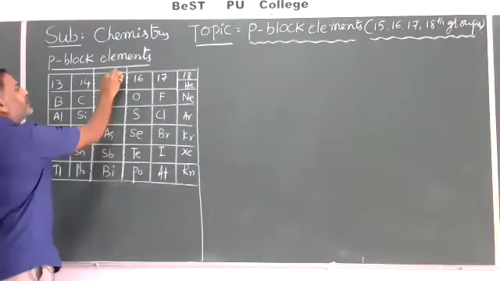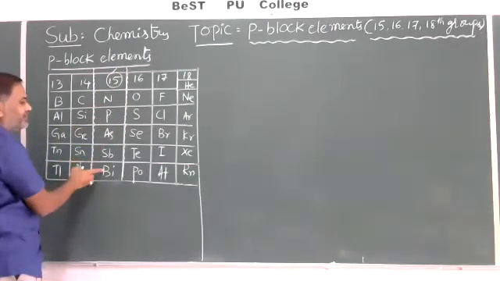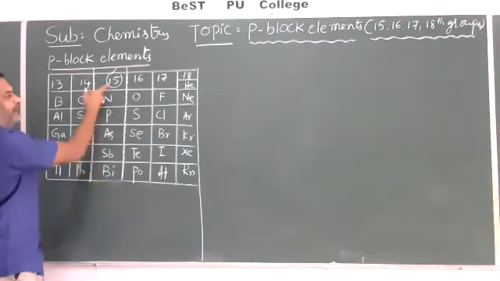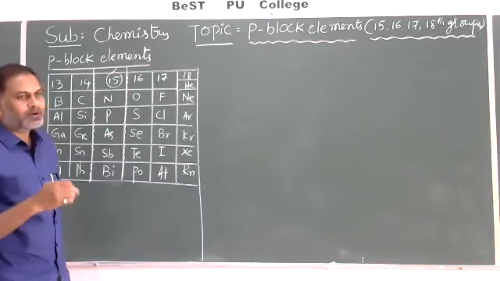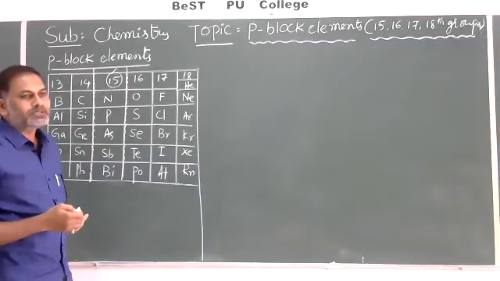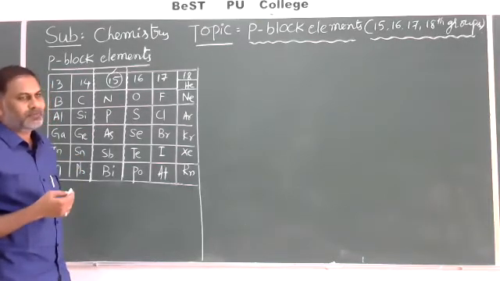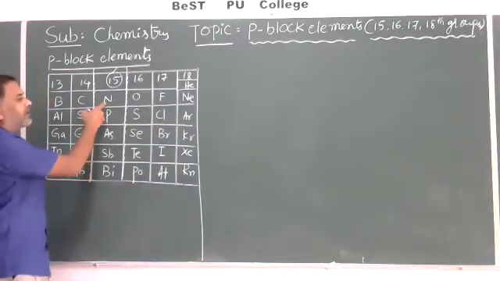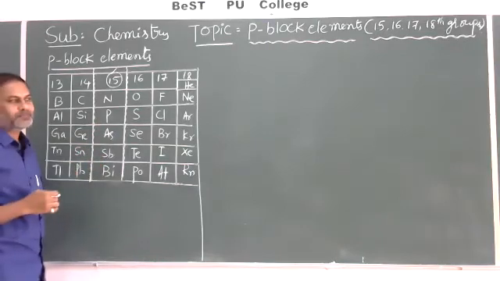Now the 15th group elements. Nitrogen, phosphorus, arsenic, antimony, and bismuth are collectively called the 15th group or nitrogen family. These 15th group elements are called pnicogens. Why are these called pnicogens? Because such compounds or molecules create suffocation, and their compounds are called pnictides: nitrogen, phosphorus, arsenic, antimony, and bismuth compounds.